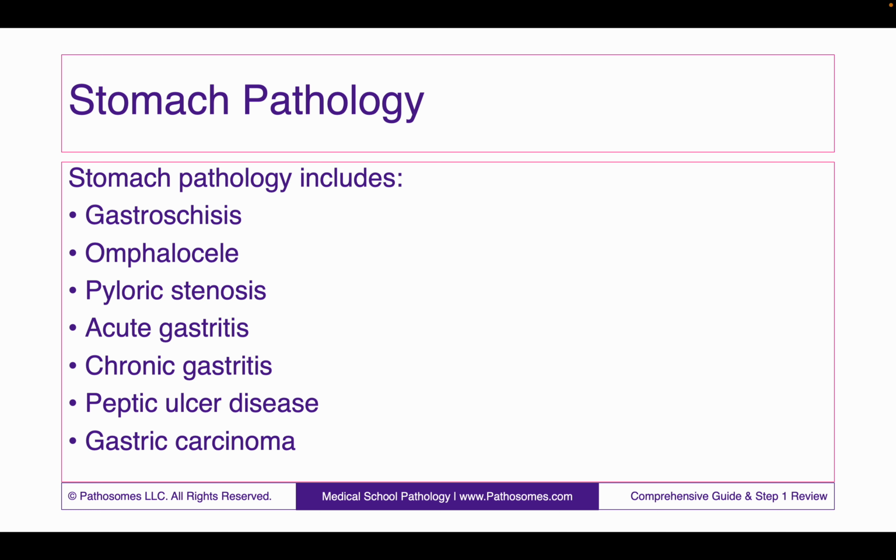So, stomach pathology. High yield things here: gastroschisis, omphalocele, pyloric stenosis, acute gastritis, chronic gastritis, peptic ulcer disease, and gastric carcinoma. So my future gastroenterologists out there, future pediatricians, future surgeons, this one's for you.